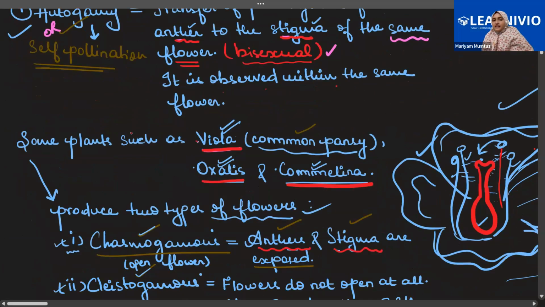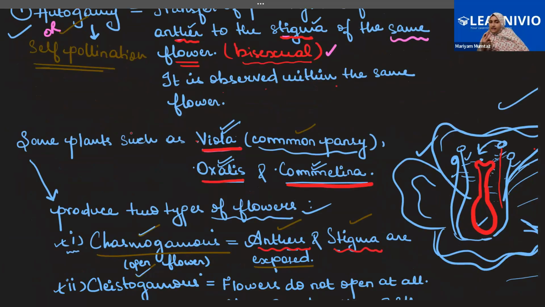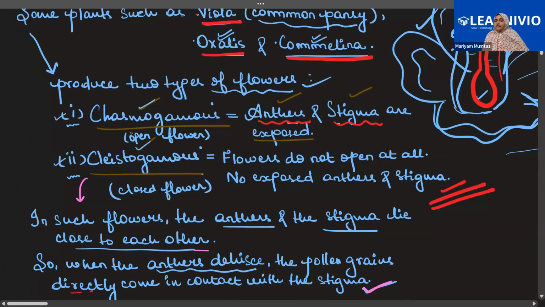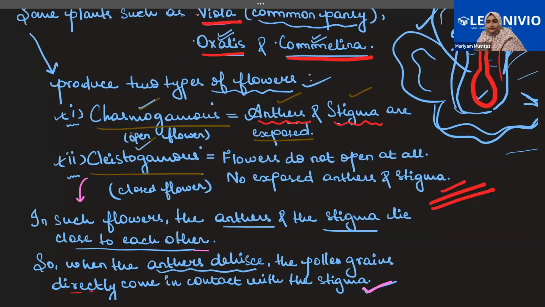Now, there are some plants such as viola, which is commonly known as common pansy, oxalis, and commelina. These three plants produce two types of flowers: chasmogamous flower and cleistogamous flower. Now, have you ever seen a tulip? Yes. Then it's mostly like this, isn't it? After you open it, then it becomes like that structure. But mostly it is a closed flower. Now, have you seen a sunflower? Yes. It is open, isn't it? So yes, the flowers can be open or they can be closed.